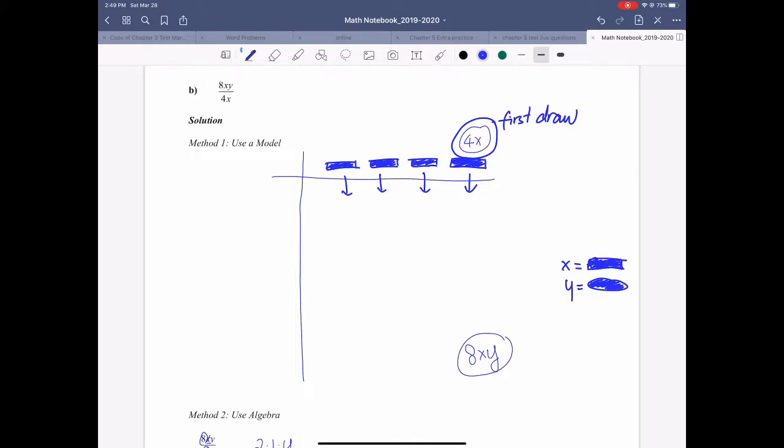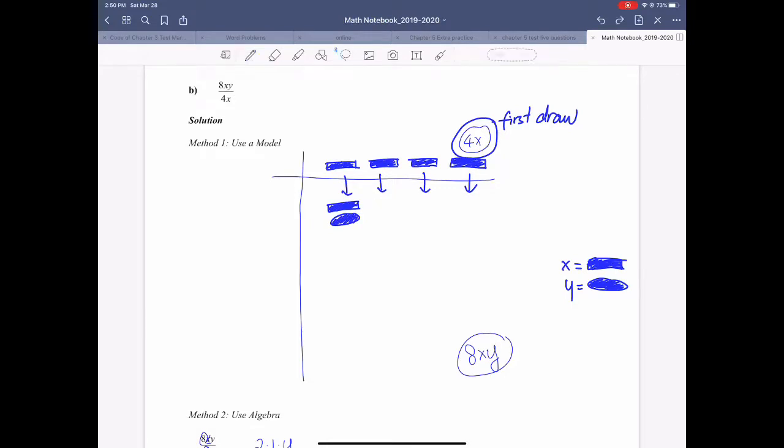Eclipse. That's not eclipse. Elliptical. Yes, that's the word for it. Okay, so anyway, 8xy, 1xy looks like this. Do we want to put white or black? We want to put black because it's positive 8xy.